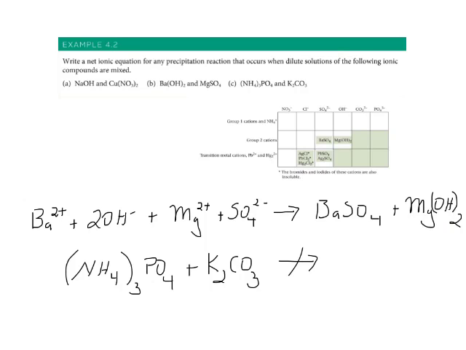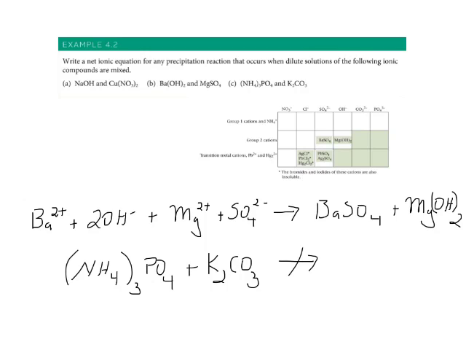So let me emphasize that point. To be able to cancel something out, you've got to have it exactly the same on both sides. So just because I have barium here combined with sulfate, I can't cancel out that barium. It has to be barium ion and barium ion.